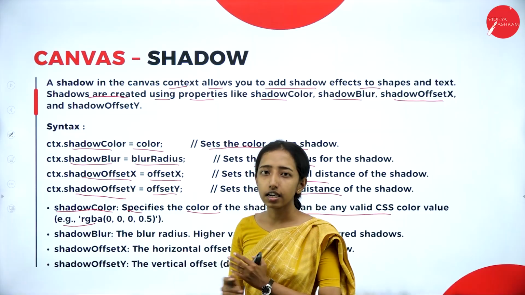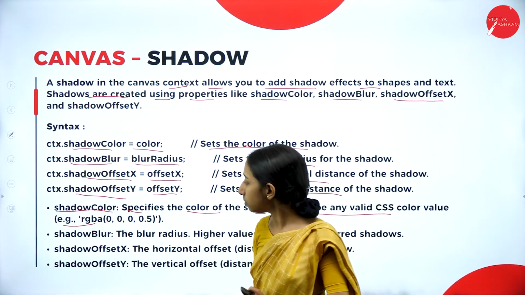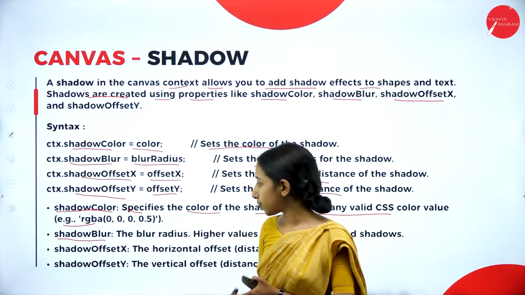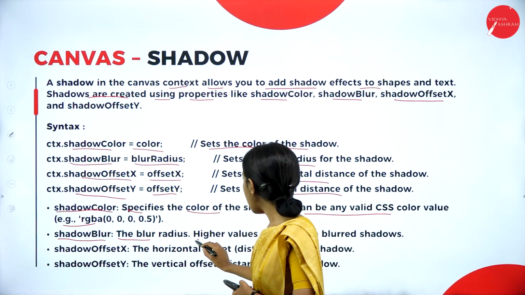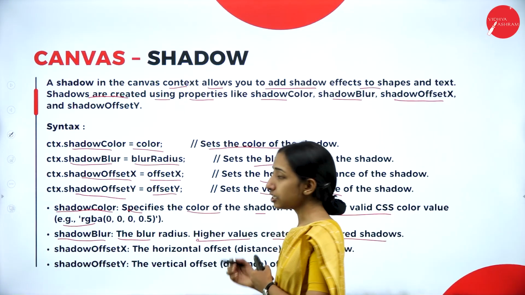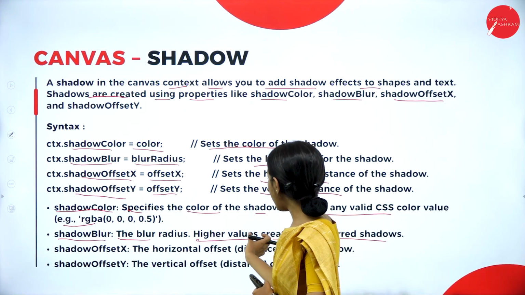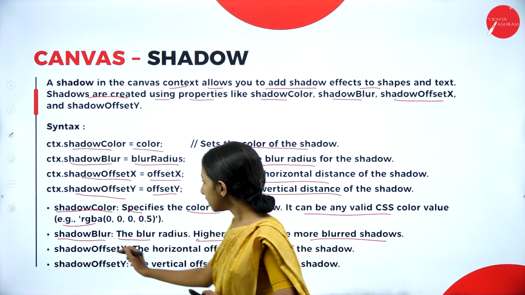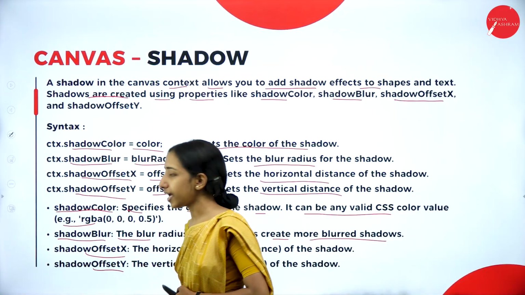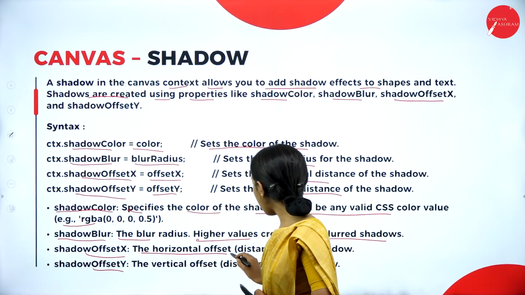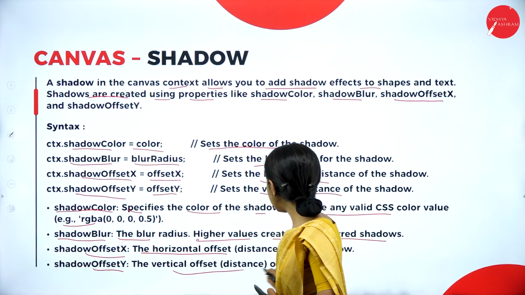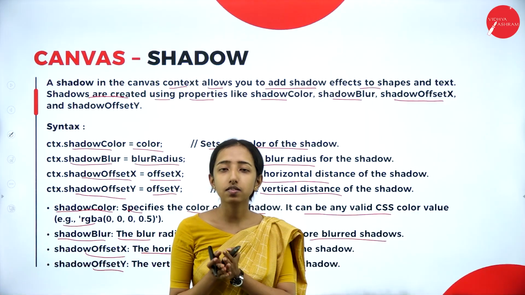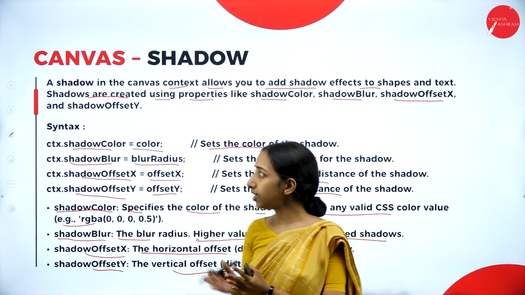If the color is null, we have not given any color. Next is shadowBlur, which we give as a radius. A higher blur radius value creates more blur of the shadow. Next, shadowOffsetX and shadowOffsetY: the horizontal offset distance and the vertical offset distance of the shadow are given here. These are the basic things we have seen while creating a shadow using the canvas.